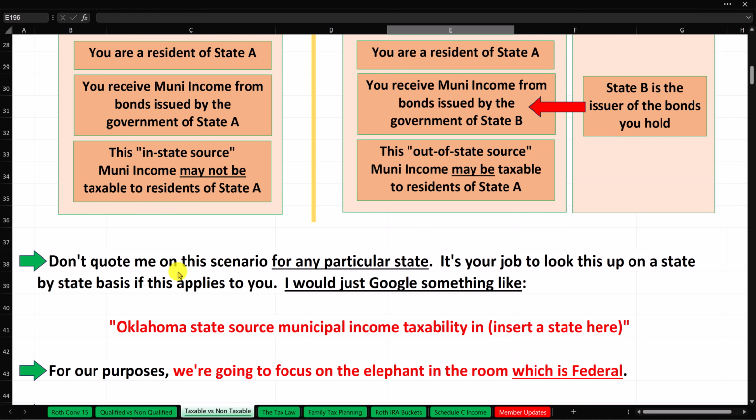Now, don't quote me on this scenario for any particular state. It is your job to look this up on a state-by-state basis if this applies to you. I would just Google something like "Oklahoma state source municipal income taxability in," and then insert a state right here. You could put Oklahoma, and therefore you'd be checking to see if in-state source municipal income is taxable in Oklahoma. Or you could put another state here and see if Oklahoma source municipal income is taxable in some other state. For our purposes, we're going to focus on the elephant in the room, which is federal.